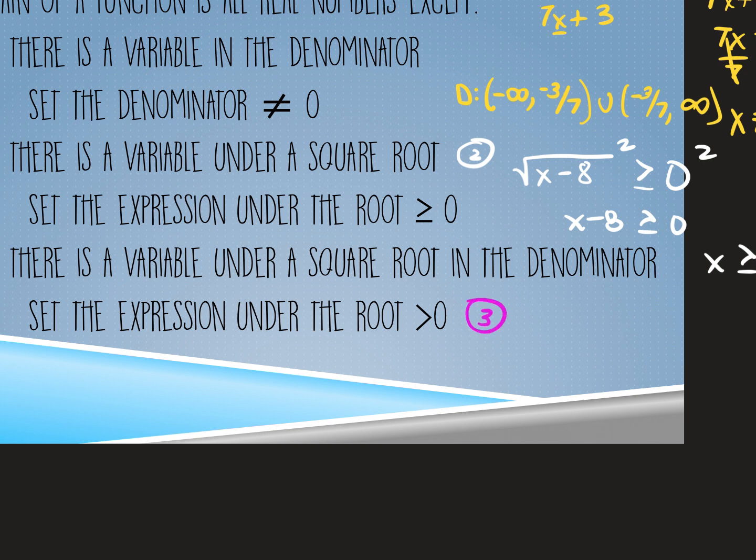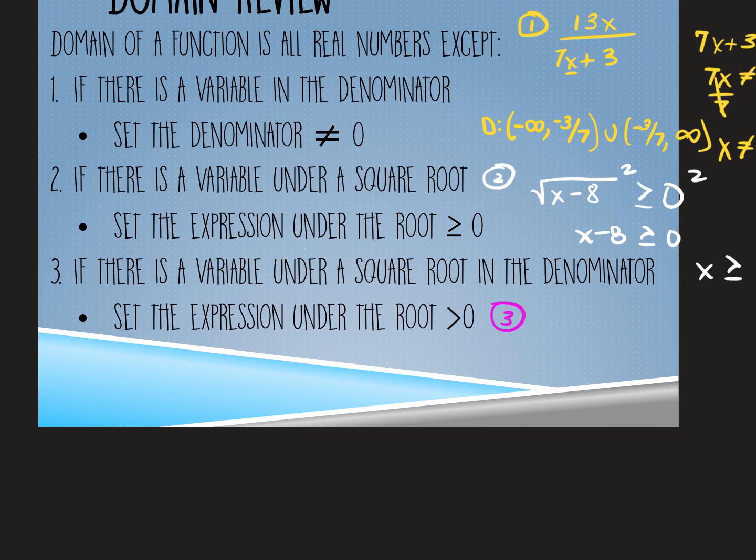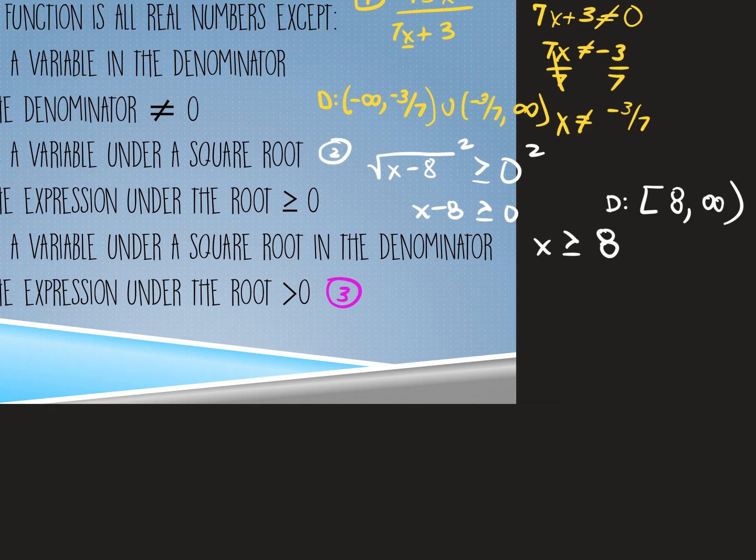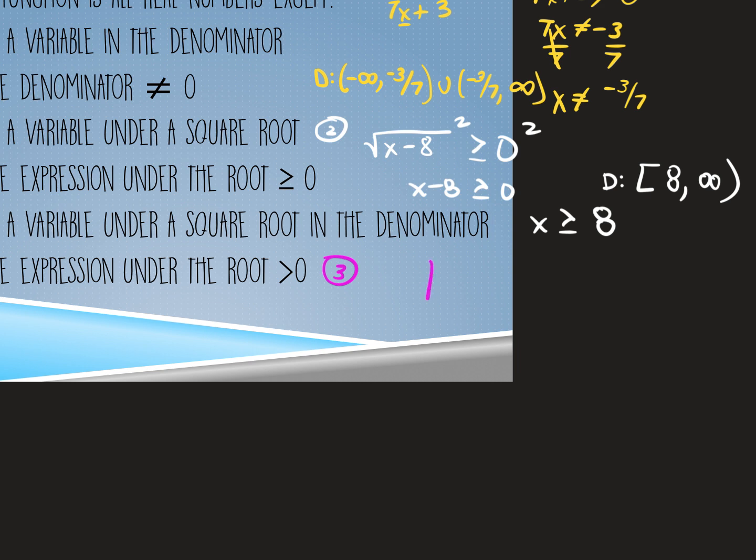All right, and then the third issue is kind of like a combo of those two. Number 3. You're looking at this and you're saying, is there a variable under a square root also in a denominator? So it looks something like this. Whatever, just made something up. So your 3 rules. Number 1, you have to see, is there a variable in the denominator? Yes. Okay. Number 2, is there a square root, or is there a variable underneath the square root? Yes.